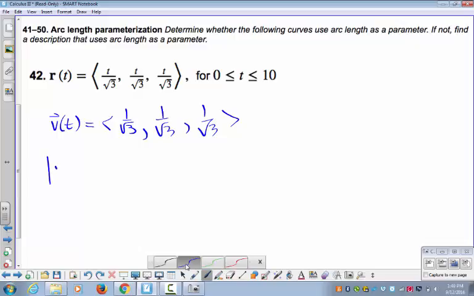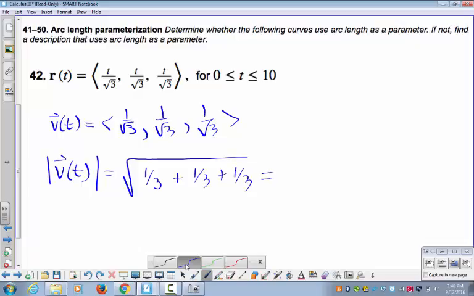So that's the velocity vector, and then the speed is the square root of the sum of the squares. Yes. So this shows us that this is a unit speed curve. This is a curve parametrized by its arc length. So yes, this uses arc length as a parameter. We also call it a unit speed curve.